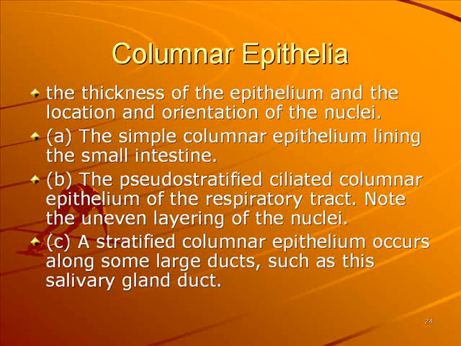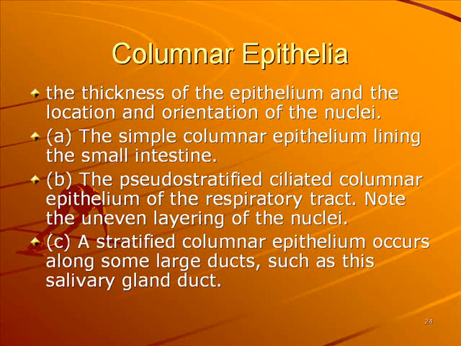Now, columnar epithelial tissue. Columnar epithelial tissue, as you saw in the illustration, has tall, standing cells. Note the thickness of the epithelium and the location and orientation of the nuclei relative to its columnar shape. Typically, the nuclei are a little closer down toward the basement membrane. Simple columnar epithelium lines the small intestines. So when you see columnar epithelium, you'll know that we're talking about an intestinal tract.